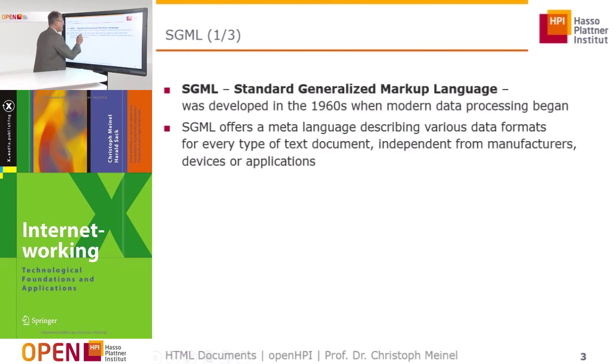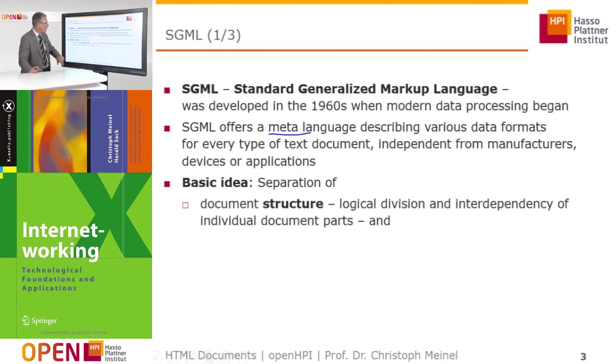We speak, in case of SGML, of a meta language, because if we look very exactly at SGML, we see it's not one simple language, but SGML is a possibility to define different languages and formats. So for every type of text document, independent from the manufacturers, the devices, the application, by means of SGML, it's possible to describe such a document.